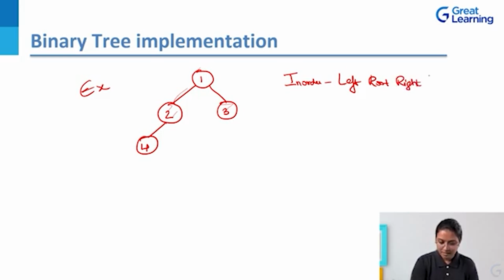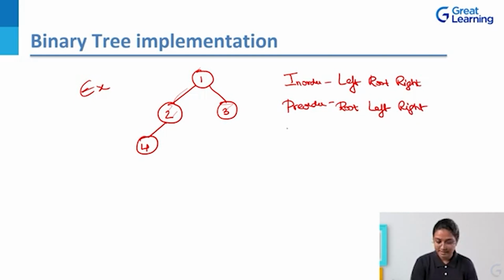Then we have the next one, pre-order. How does pre-order work? It has the same rule, but in a shuffled manner. First, you visit the root, then you visit the left side of the tree, and then you go towards the right side. Hope that's clear.